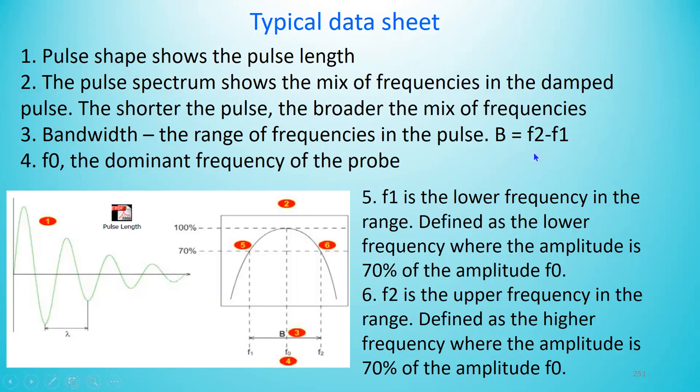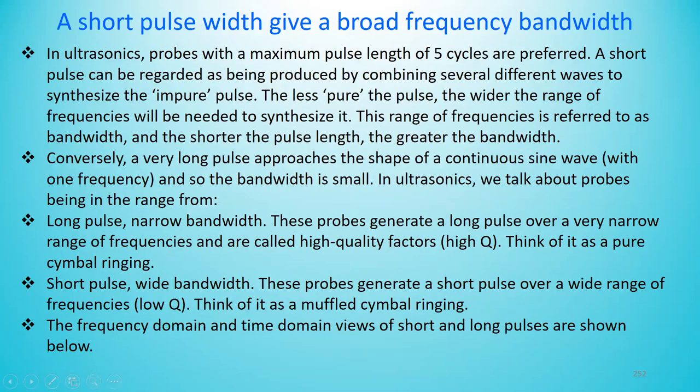F2 minus F1. A short pulse would give a broad frequency band. Ultrasonic probes with a maximum pulse length of 5 cycles are preferred. A short pulse can be regarded as being produced by combining several different waves to synthesize the impure pulse. The less pure the pulse, the wider the range of frequencies that will be needed to synthesize it.